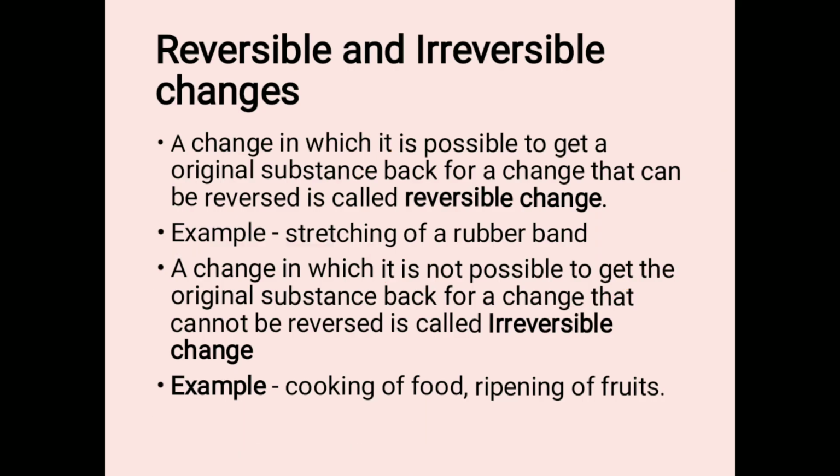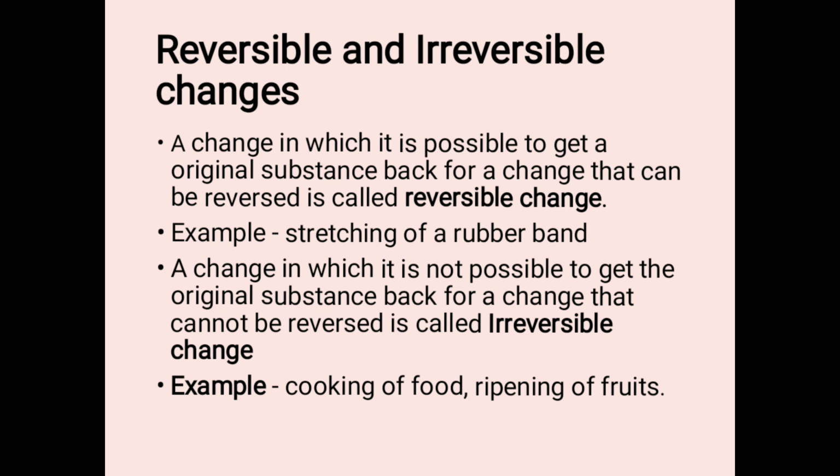Now, children, we are going to discuss another type of changes like reversible and irreversible change. Children, these changes are based on whether a change can be reversed or not. Okay, so a change in which it is possible to get the original substance back, or a change that can be reversed, is your reversible change. Like if we stretch a rubber band, this is your reversible change, because as soon as you will remove the force, the rubber band will acquire its original shape and size. So it is a reversible change.